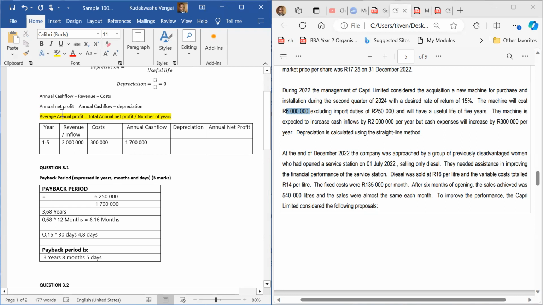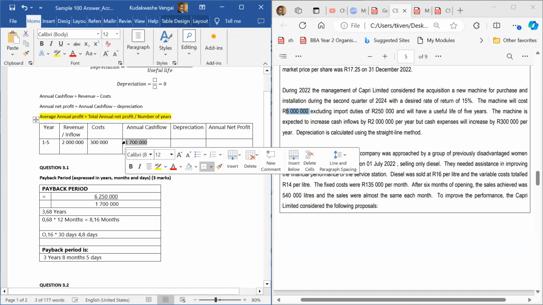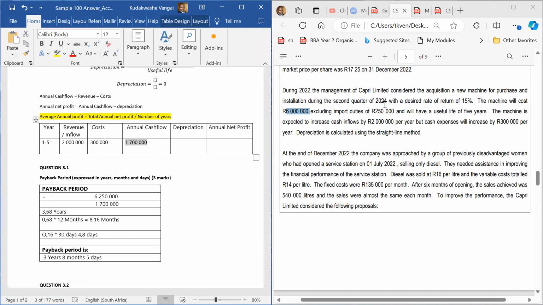So the first thing that we need to do is calculate the annual net profit. We need to know the annual net profit for each and every year. For the annual net profit, you are going to take the annual cash flow. Remember, we've already calculated the annual cash flow, and we are going to subtract depreciation. So annual cash flow minus depreciation gives us the annual net profit.